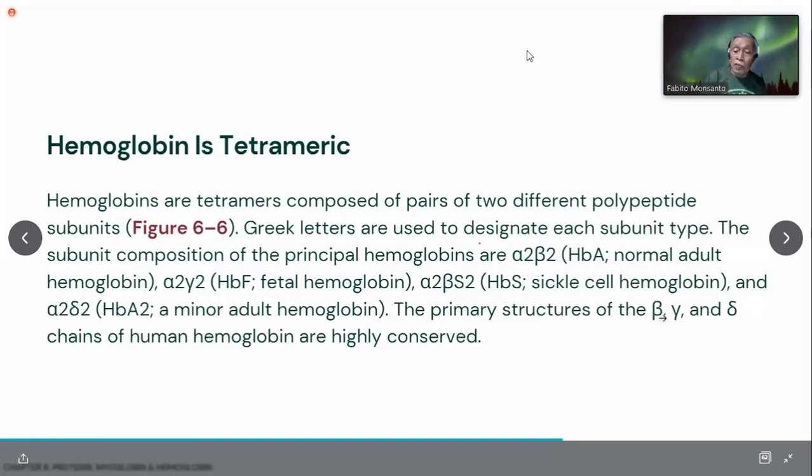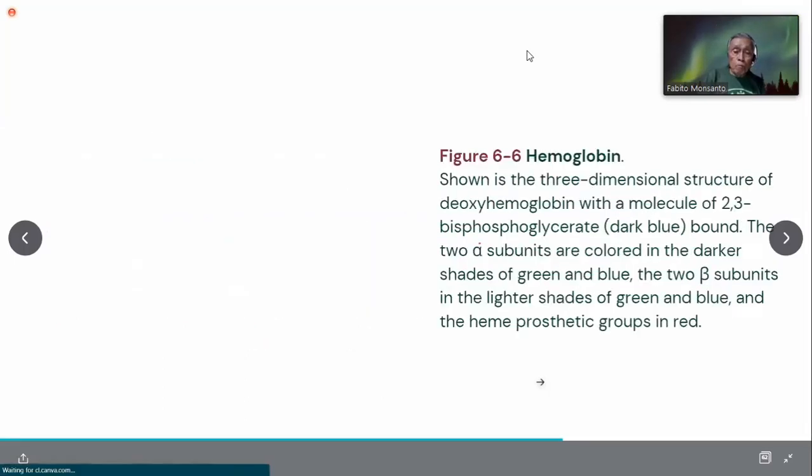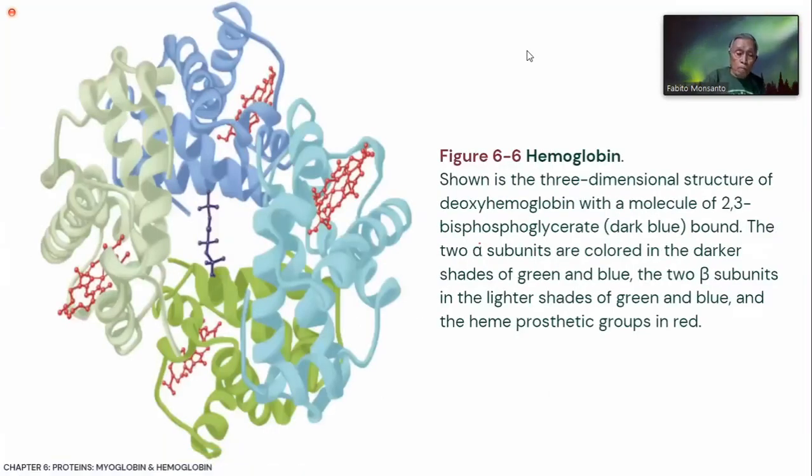The primary structures of beta, gamma, and delta chains of human hemoglobin are highly conserved. So you have here 2 alphas and 2 deltas, which is known as hemoglobin A2, a minor adult hemoglobin.